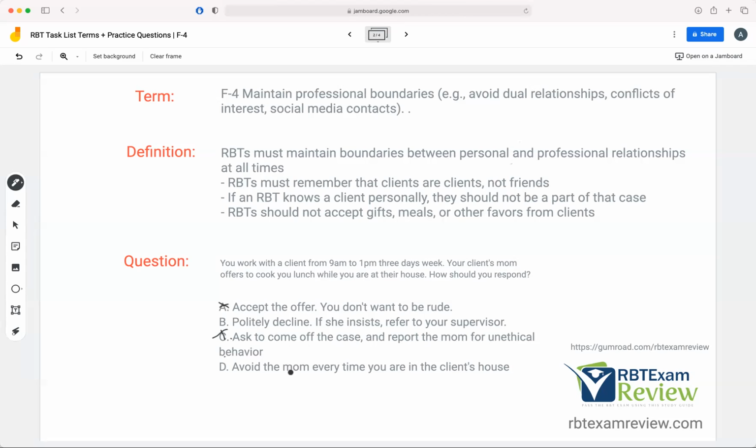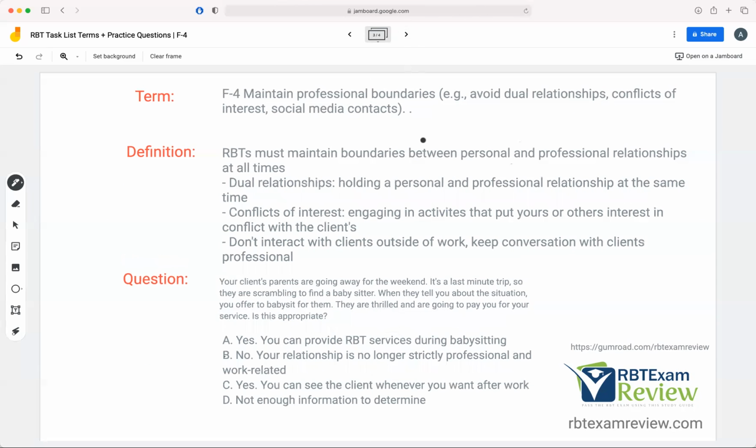D, avoid the mom every time you're in the client's house. Again, that's not possible. You still need a relationship with them. You just need the appropriate relationship. So don't use F-4 as an excuse not to develop a relationship with the client. You still need rapport. You still need to be on good terms. The answer here is, if you're offered lunch, dinner, gifts, whatever, politely decline. If they insist, refer to the supervisor.